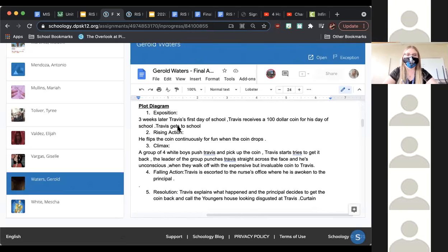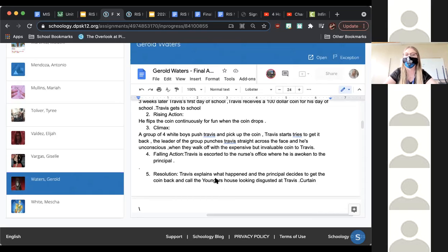But let's look at this exposition. 3 weeks later, it's Travis's first day of school. He receives a $100 coin for his day of school, and Travis gets to school. So it's probably going to be at the school, but do we have any other characters that are going to be introduced at the beginning, or is it just Travis? What's the weather like? Same thing. So rising action, he's flipping the coin for fun. He drops it. A group of boys takes it. Travis goes to the nurse's office, and he has to explain what happened to the principal.